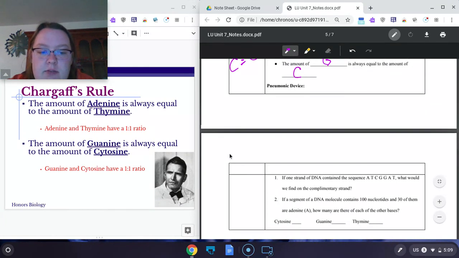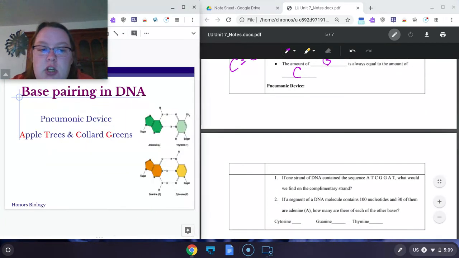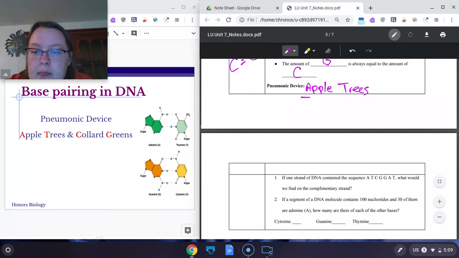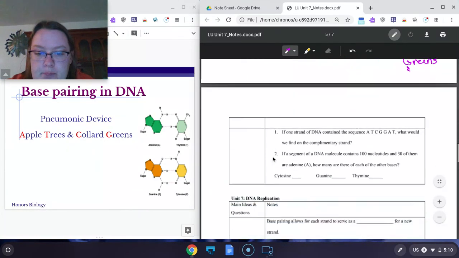A little mnemonic device to help you remember A, T, C, G. You can remember the curved thing, the C's and G's are curved, or you can remember apple trees, A and T, and collard greens. Totally up to you. Whichever one floats your boat that you can remember better. So apple trees, AT, collard greens, GC.